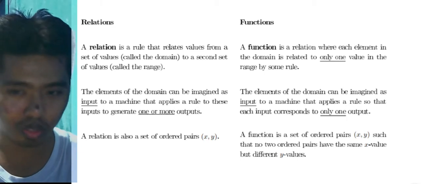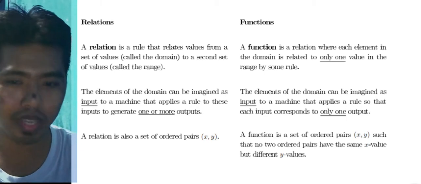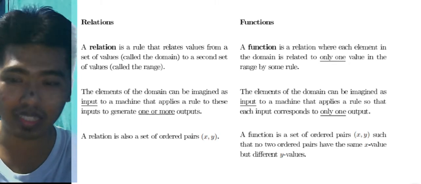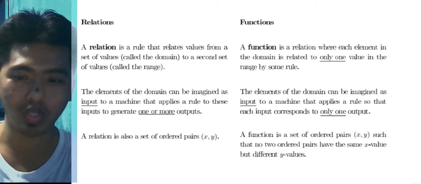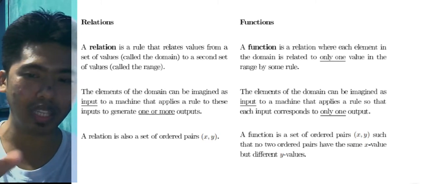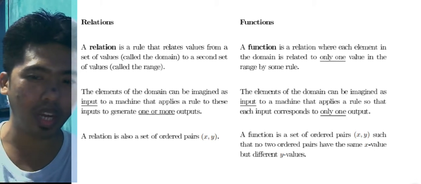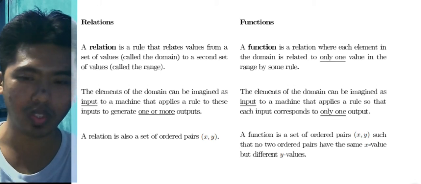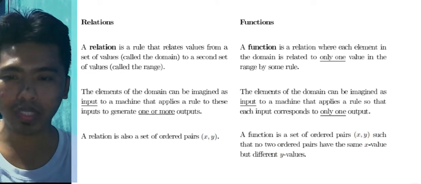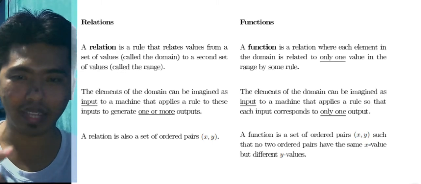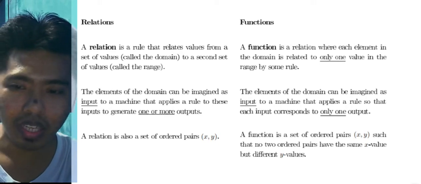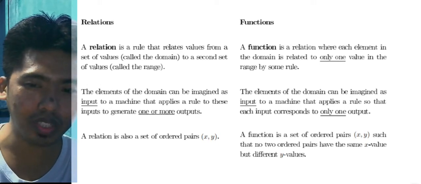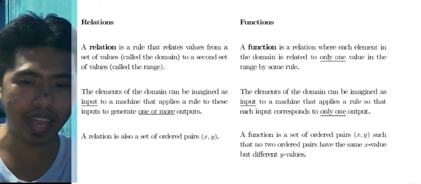Now, if we continue to read this one, the elements of the domain can be imagined as input to a machine that applies a rule to these inputs to generate one or more outputs. Take note on that certain line, one or more outputs. Okay, so if we say domain, guys, that would be your X, and that would be your input. Now, a relation is also a set of ordered pairs X and Y.